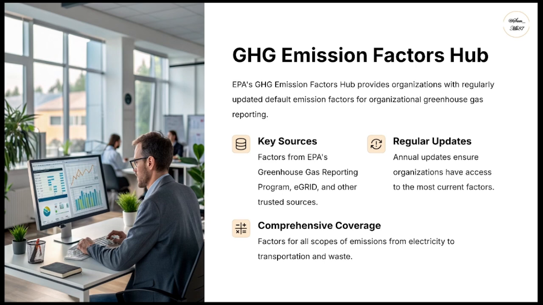It also draws from trusted sources, including the EPA Greenhouse Gas Reporting Program, or eGRID, for electricity emissions, and other vetted databases. This ensures that the data reflect best practices and regulatory standards. What makes it especially valuable is the regular updates. The hub is refreshed annually, so you are always working with the most current information. And it offers comprehensive coverage, whether you are calculating emissions from electricity, transport, or waste. The hub includes factors across scope 1, 2, and 3.